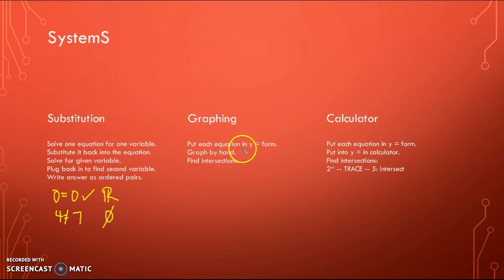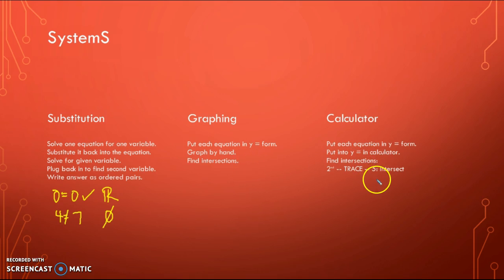Then we solve by graphing. And on our graph, the intersection is our solution. So you're going to put each equation in y equals form and graph them. Remember, the first one that you graph, you want to fill in as many points as you can so that you can quickly see where the second graph crosses. Find your intersections, and there's your answer.